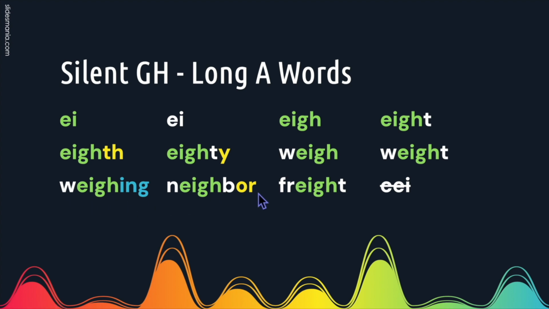Weighing, neighbor. Now OR usually says or, but at the end of a word it may take on an er sound because it's easier to say. So while this looks like neighbor with OR, most of the time people say neighbor as if this were ER. Freight. Now, one important exception is if EI comes after the letter C, it's going to have a long E sound. That will be covered in a different video. For now, if you just remember EIGH has the long A sound, that will be good enough.